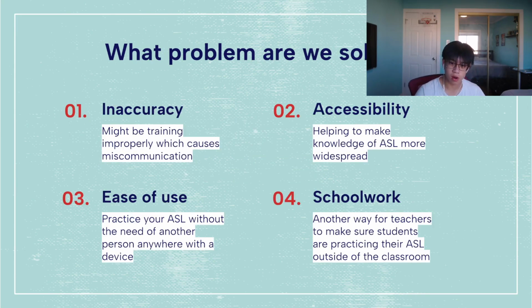So in terms of the problem that we're actually solving, number one, these people could be inaccurate. They might not be properly trained. They might not know. There's accessibility. Sometimes, it's hard to find a school or a teacher that actually teaches ASL. And then the alternative is to learn online. So what we're trying to do is give them a tool that can help them practice. And further on, I'll show you more in depth what the idea that we have is.